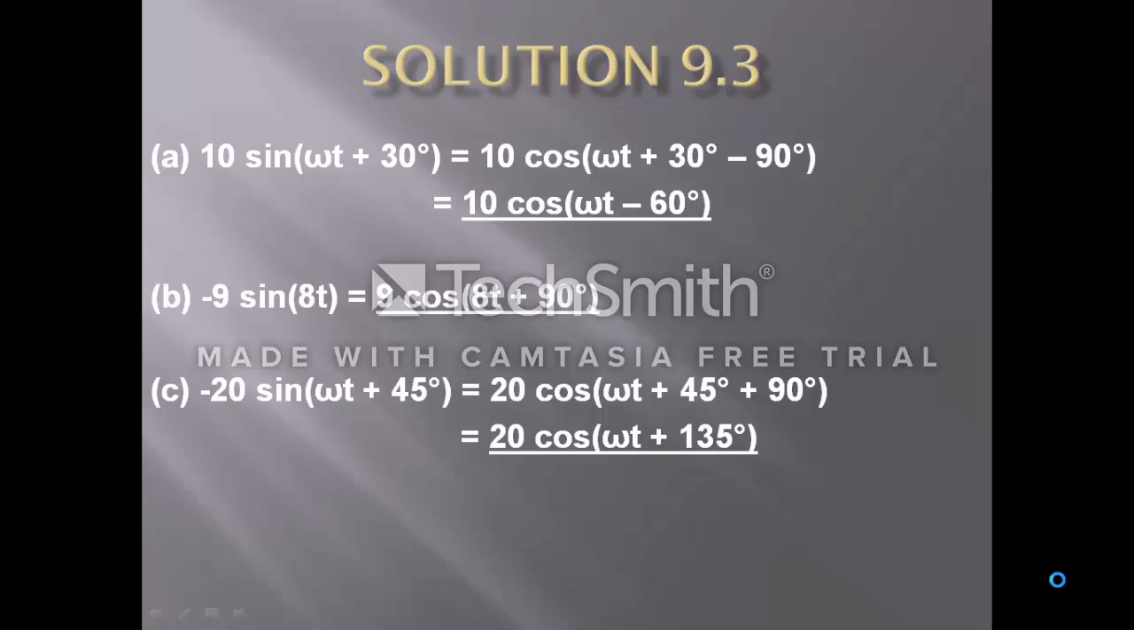The B part is minus 9 sin(8t). We'll do the same thing as we did in the previous part, where we'll convert the sine using the same identity. So our answer is 9 cos(8t + 90). For the C part, we have minus 20 sin(omega t + 45). Here also we'll do the same thing as we did for the previous two parts, so we'll get 20 cos(omega t + 45 + 90), which therefore is equal to 20 cos(omega t + 135).